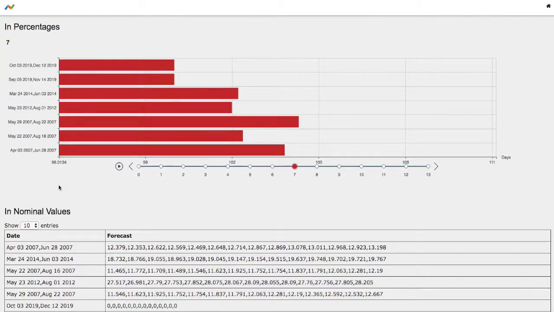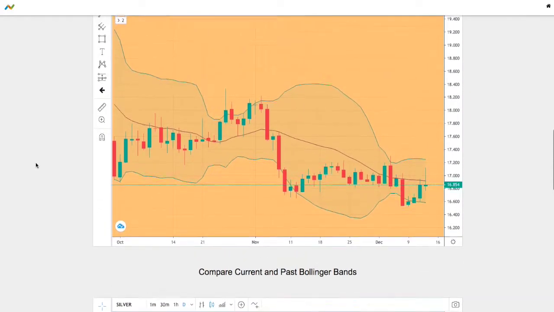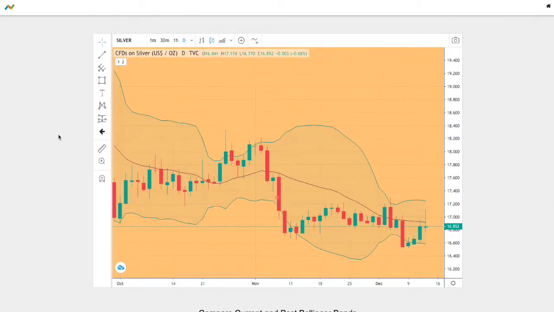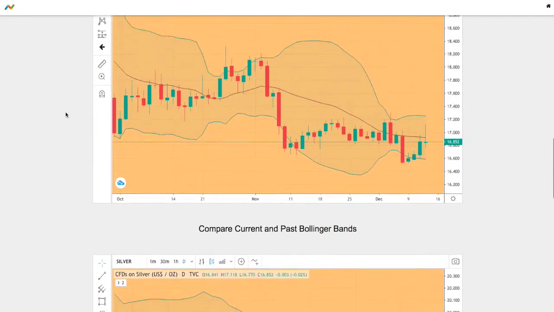So which one of these models should we focus on? Ideally, the model that is the best match to the current trend. Right here we have the current trend, and below is the trend that I believe is the best match. This trend dates back to March 24th, 2014 to June 3rd, 2014. So let me point out why these two charts are similar.